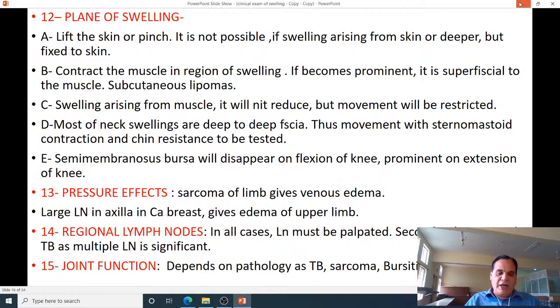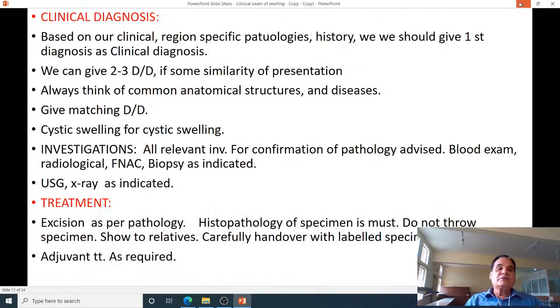Now yours is a part. Never forget this. Local examination is a regional examination. Similarly, if the swelling is near a joint, see the function of the joint. Because sometimes the pathology may be arising from the joint and it is progressing or seen on the periphery. Okay. Now we are coming to what is called a clinical diagnosis, probable diagnosis, provisional diagnosis.